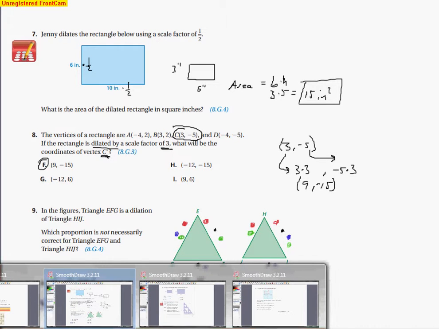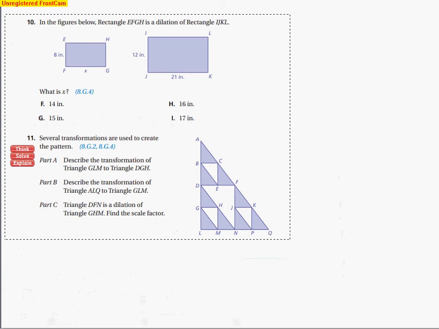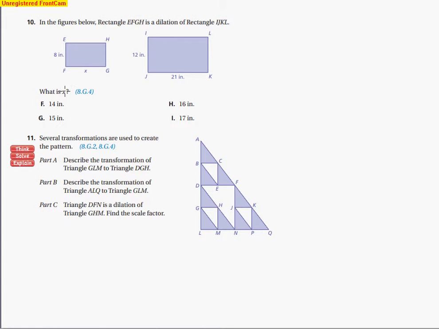Let's take a look at another problem. So we're on to this page, and it says that in the figure below, rectangle EFGH is a dilation of IJKL. So they're saying, what is X? Since we've got a dilation, that means they're going to end up being similar figures. And so I can set up a proportion to solve. So I'm going to do A is to X as 12 is to 21. So notice how A and X correspond, or are in the same rectangle at least, and 12 corresponds to 8, but they're in the same location of the fraction. X and 21, same location in the fraction.